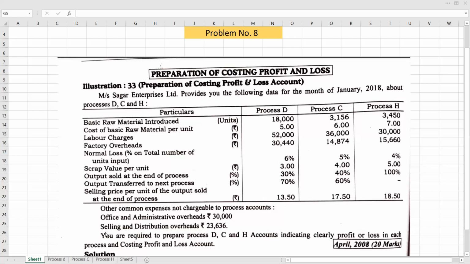You are required to prepare process D, process C, and process H account, indicating clearly profit or loss in each process and costing profit and loss account. So we have to prepare process D, C, and H and the costing profit and loss account along with the process accounts.